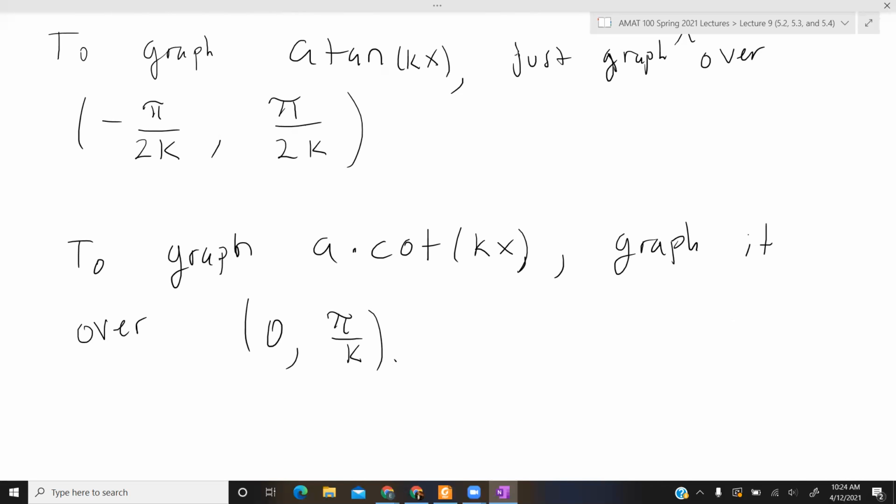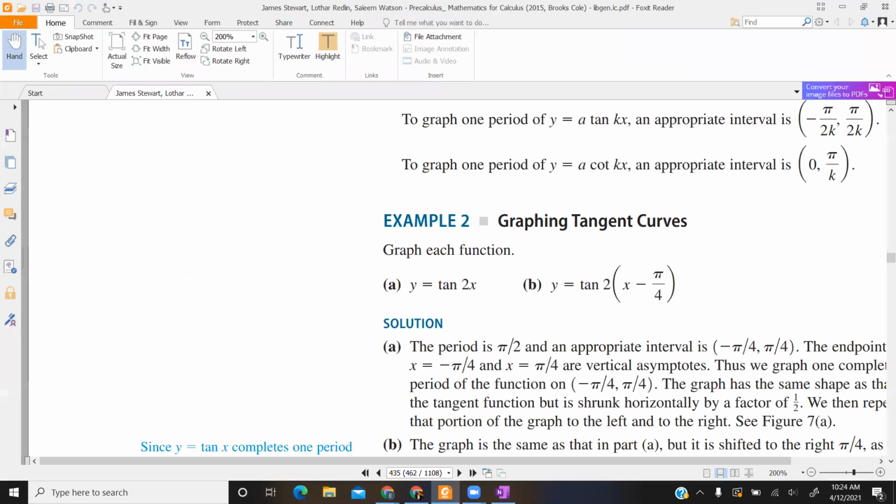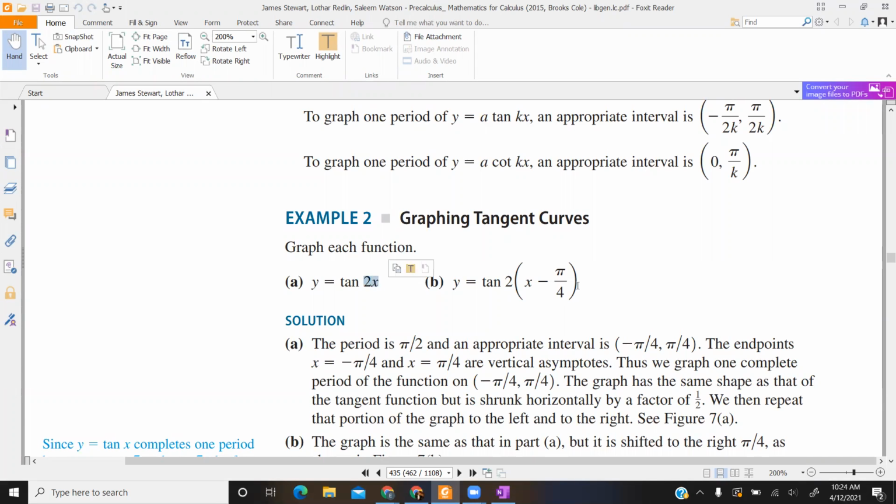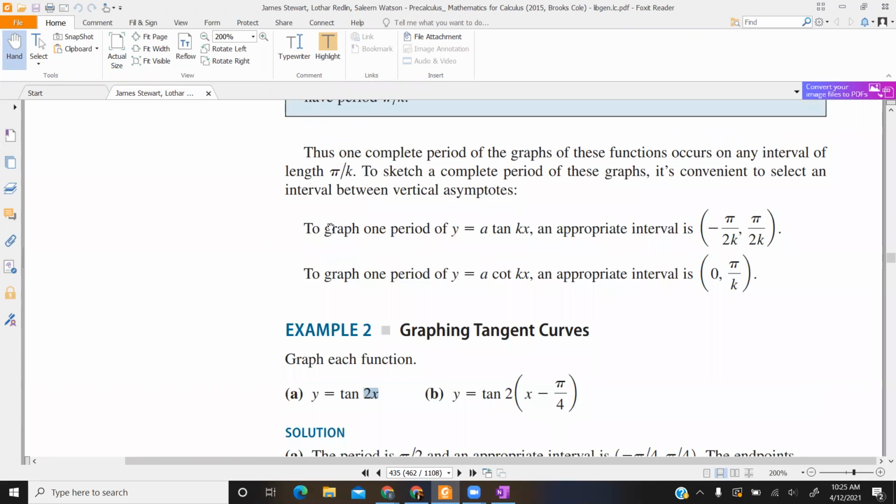Okay, so let's look at an example. This is example 2 in the book. We have the function tan of 2x, and tan of 2 times x minus pi over 4. For this one, the k will be 2, so the period will be pi over 2. And then based upon this fact which I wrote down, you just need to plot it over negative pi over 2k to pi over 2k, but k is 2, so it's negative pi over 4 to pi over 4.